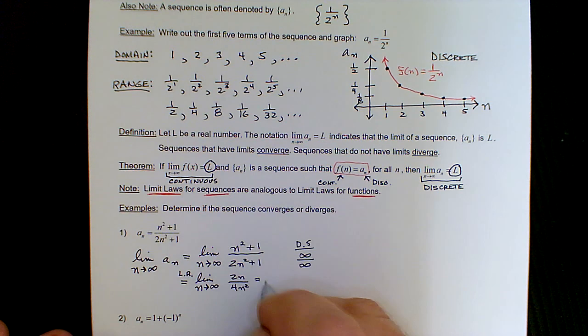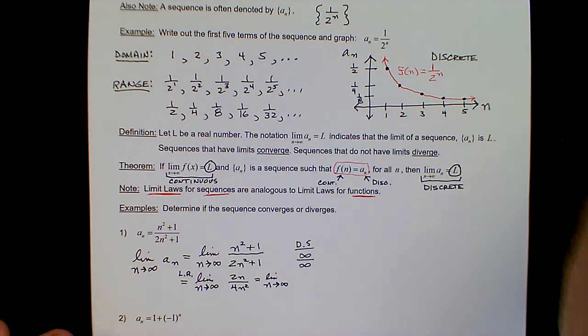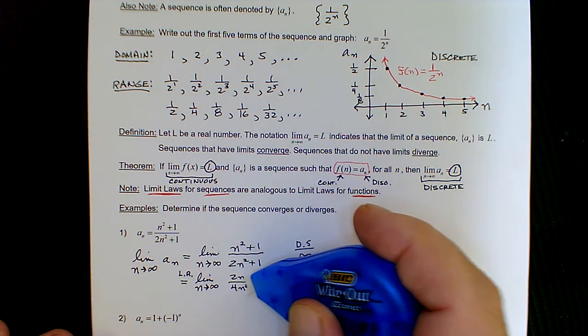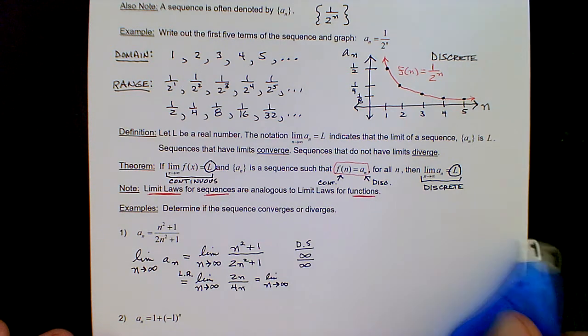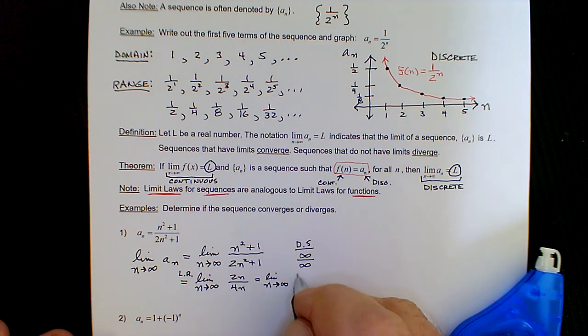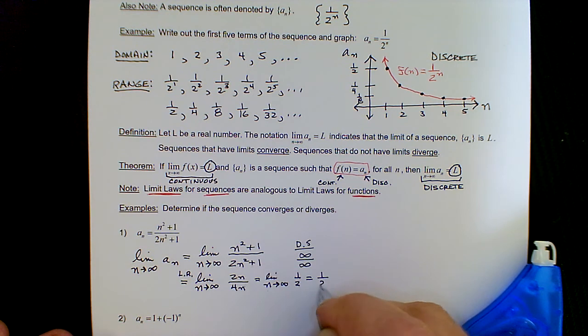And we can cancel out the 2n. That's 2n over 4n to the first, I'm sorry. We can cancel out the common factor of 2n, and we get 1/2, and the limit of a constant is a constant, so the limit is 1/2.